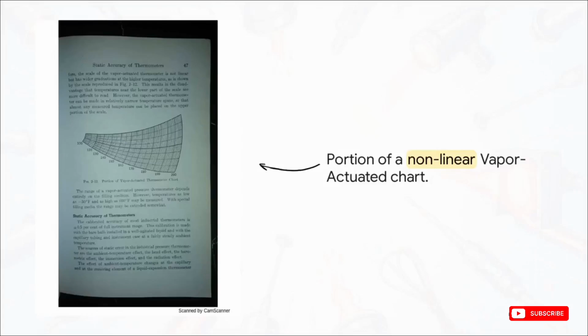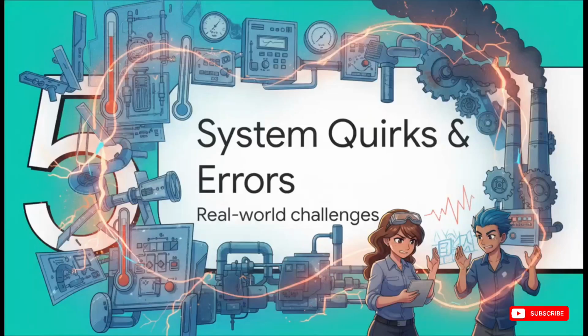Because of this, the graduations on a vapor-actuated thermometer dial are super compressed at the low end and get much wider and easier to read at the high end. Engineers actually use this to their advantage, selecting a system where their normal operating temperature sits perfectly in that widely spaced, highly readable upper portion of the scale. Pretty smart, right? Which brings us to our final section, Chapter 5, System Quirks and Errors.